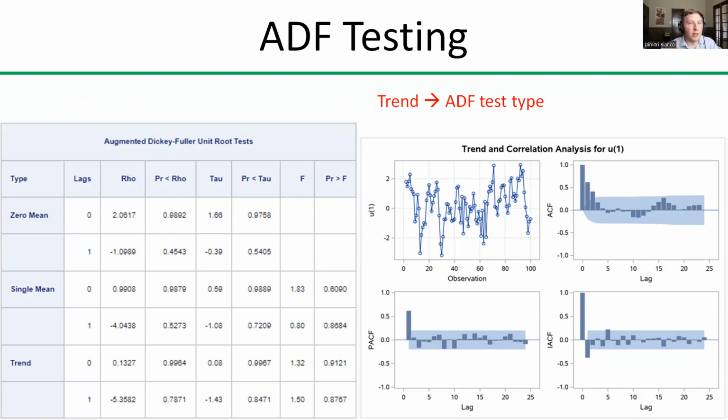On the right-hand side, though, these little charts that are generated here just give you a bit of an indication of what you're dealing with, what test you should be using. If it's zero mean, single mean, or trend, you can use this to help diagnose which test to be using for the ADF.